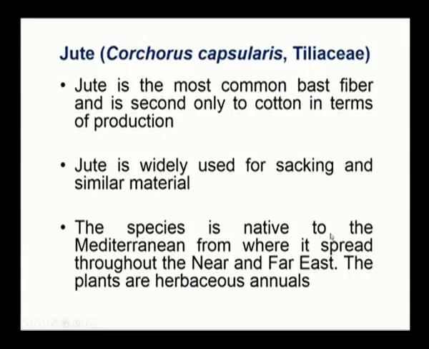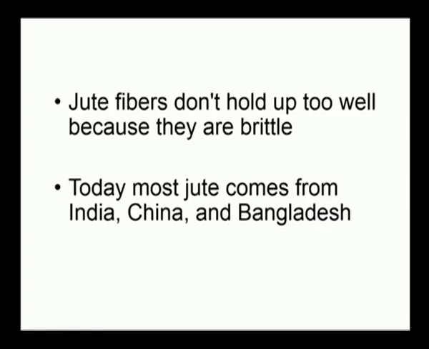The species is native to the Mediterranean, from where it spread throughout the Near and Far East. The plants are herbaceous annuals. It is not commonly available all over the world; jute is produced in selected countries. Jute fibers do not hold up too well because they are brittle, and today most jute comes from India, China and Bangladesh. Jute is not strong enough as a single fiber. If you combine more fibers together, then the strength is enhanced.